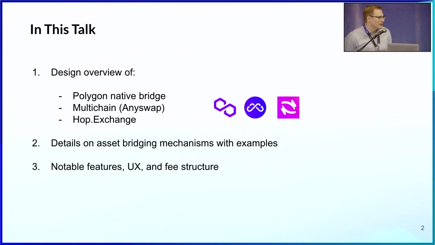In this talk, we're going to give a very rough design overview of three bridges that move assets primarily to Polygon. These bridges may move other assets to other chains, but we're going to use transferring DAI to the Polygon network as an example, to explore how these systems work. Not all bridges are created equal, and maybe people don't know that. We certainly didn't, or at least I didn't. We're going to detail some specific asset bridging mechanisms, talk a little bit about the fee structures of these bridges, and highlight some notable UX features and other technical things that these bridges implement.